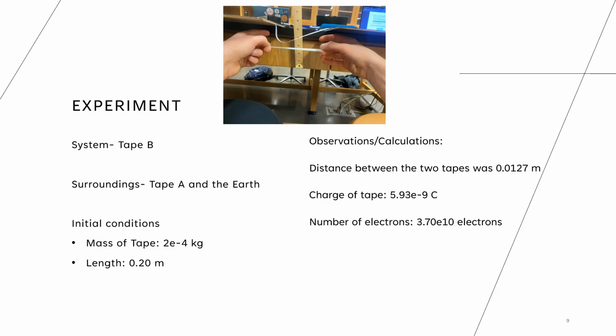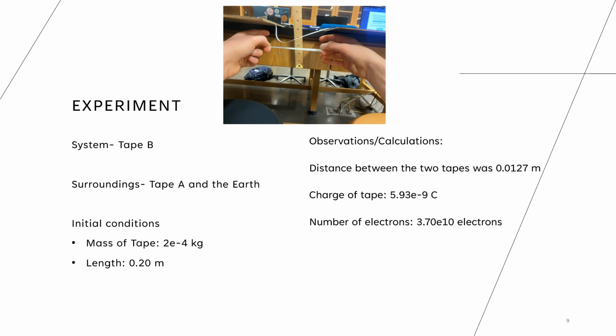Observed motion. In this experiment, the system was tape B, which is the upper piece of tape, and the surroundings were tape A, which is the lower piece of tape, and the Earth. The initial conditions were that the mass of each piece of tape was 2e-4 kilograms, and the length of each piece of tape was 20 centimeters.